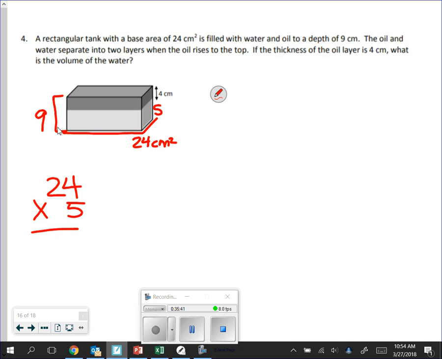So what is the volume of the water in the tank? Have you figured it out already? Yes. 120. Because you do 24 times 5, which is 120 cubic centimeters. That is the volume of the water. You would not do 9 times anything. You would not do 4 times anything. You use the 9 and the 4 to figure out the 5.